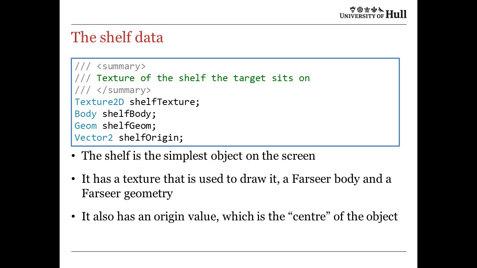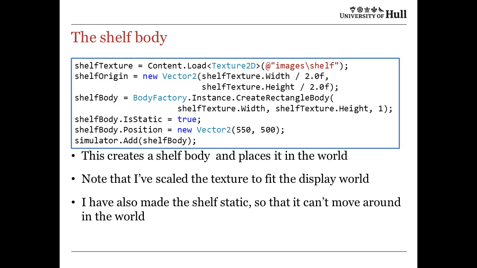4 elements to tell you what it is: the texture, the body, the geometry, and the vector to place it on the screen. Okay, when I make one, big slab of C#, but don't worry too much. The first line makes the texture, and so I go into my images directory, fetch the shelf asset, and I bring that in as the texture. I set the origin to be the middle point, which is halfway across and halfway down.